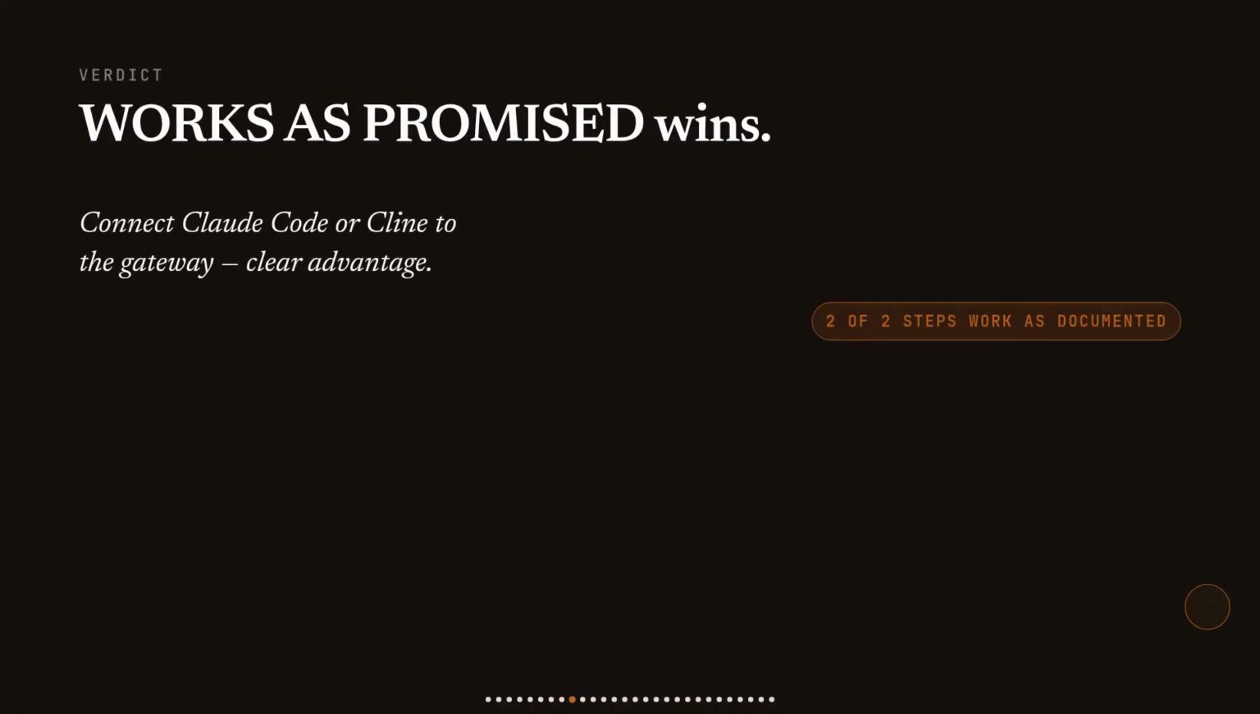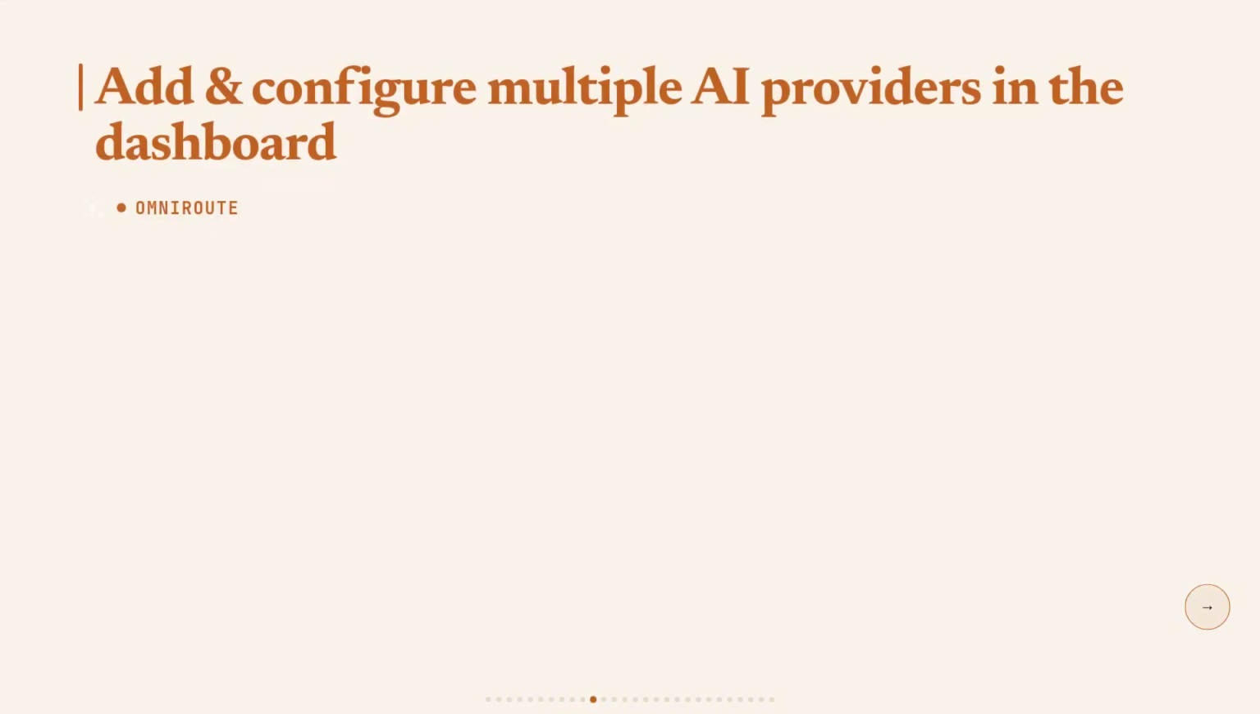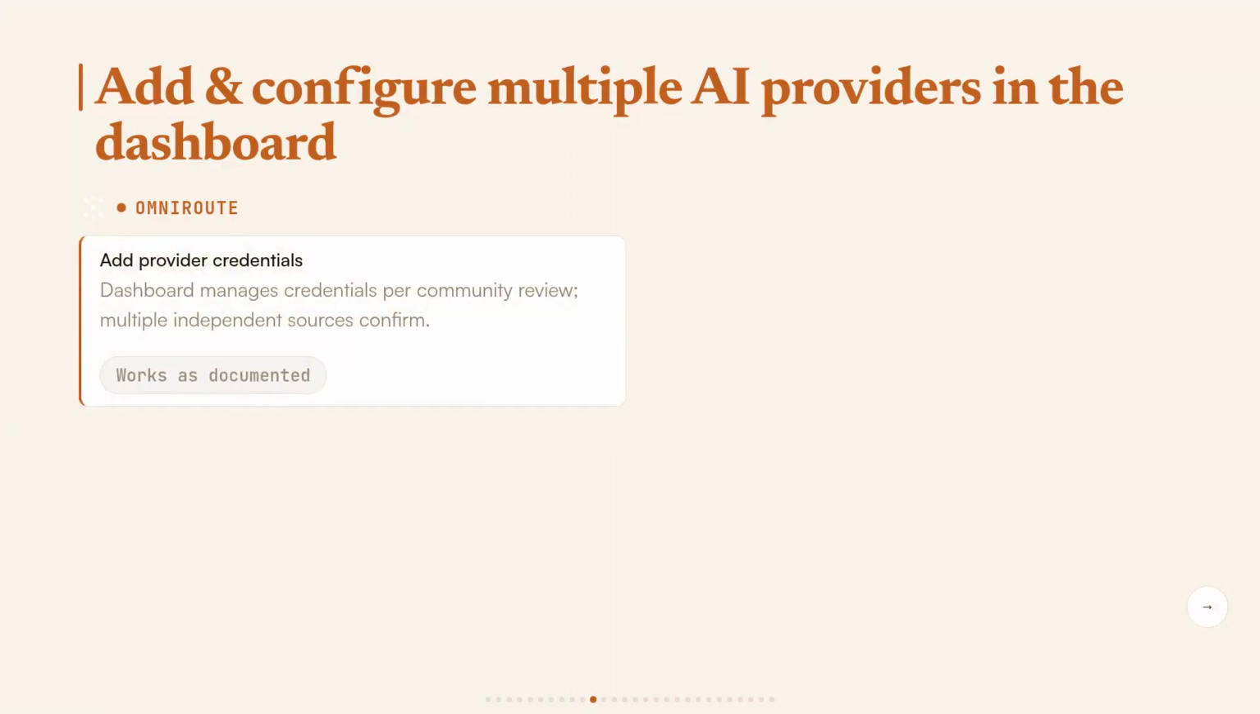It just becomes another client pointed at the same gateway, and that's the core of the free setup promised in the title. Now you tell OmniRoute which AI providers to actually use. The dashboard manages credentials, quotas, and routing chains, and community reviews confirm this works cleanly.